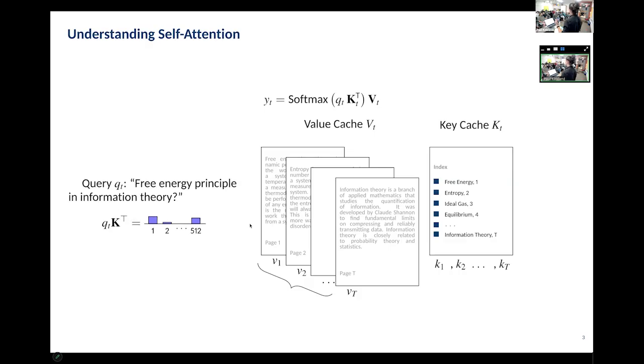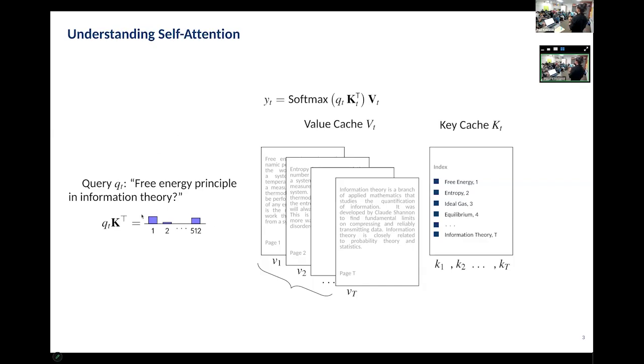Okay. We can come in with a question that is a little bit less obvious, which is like, what is free energy principle in information theory? This should be a mix of what's on the first page and the last page. Okay, this is essentially what self-attention is doing. There's also basically the softmax here that just sharpens a little bit this vector here, but that's the idea.